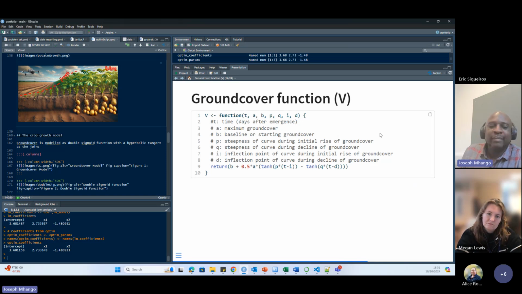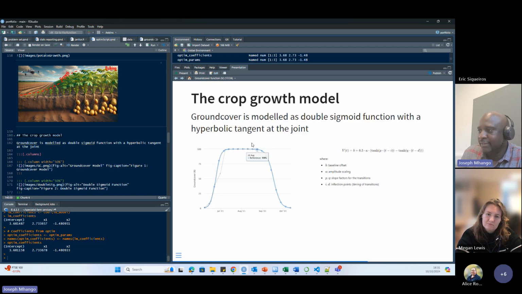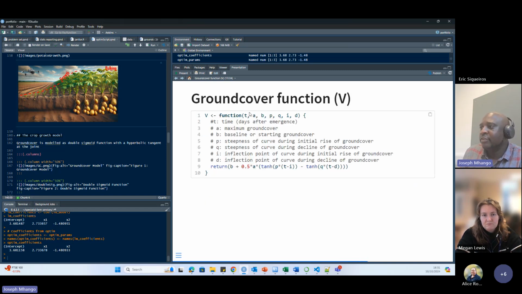So first of all, you define the formula. This function that I've defined is just this formula here. That is the formula that defines this curve. So that's the first thing you do. And that's why I have labeled all the parameters in it, because if you fit this line, A will represent maximum ground cover, B will represent minimum ground cover, P will represent the growth curve. So this equation already gives you everything that the farmer is looking for. So you define it in R. That's the first thing you do.